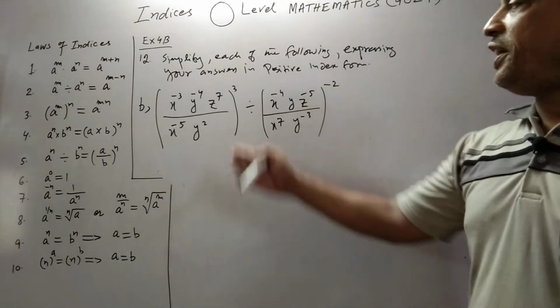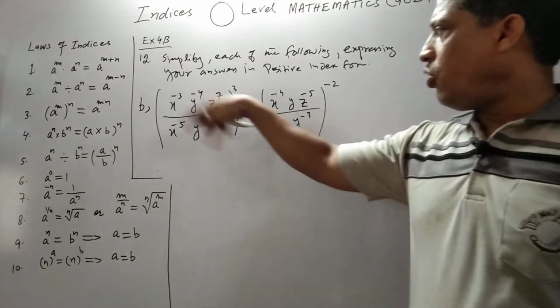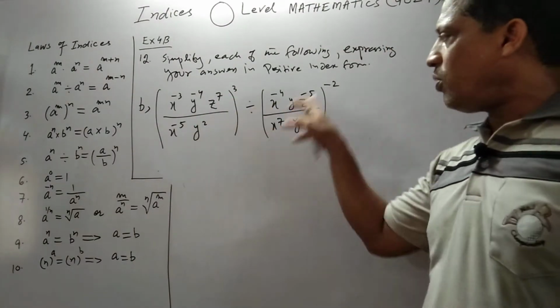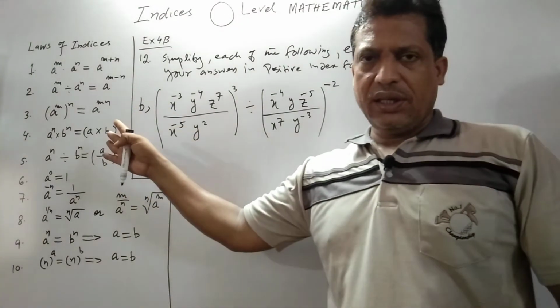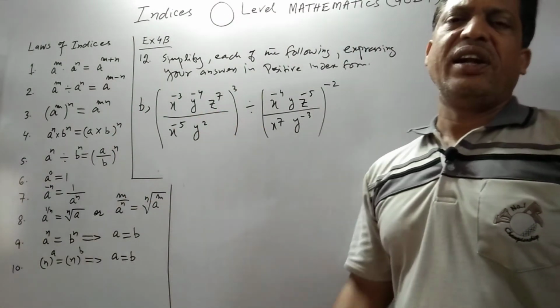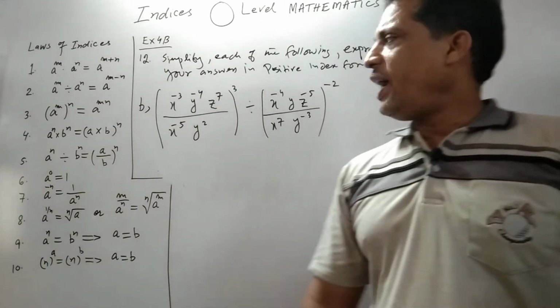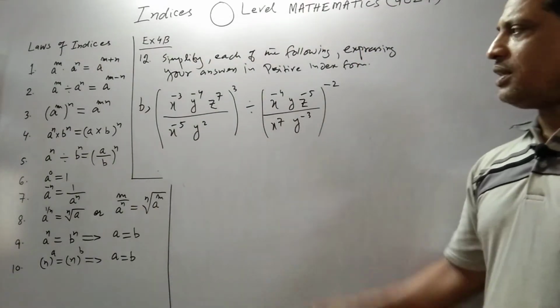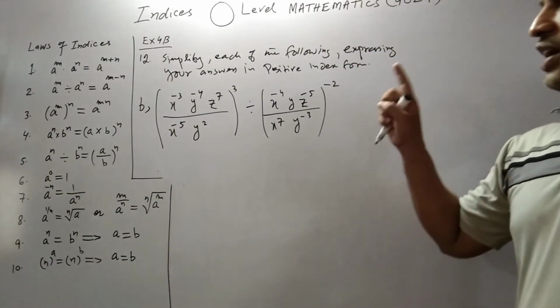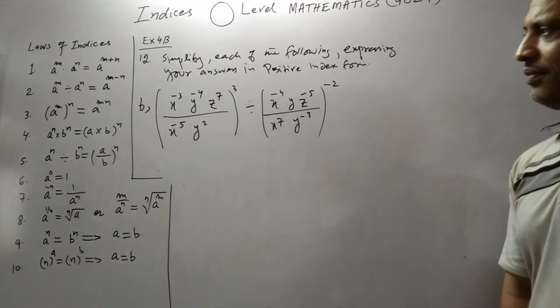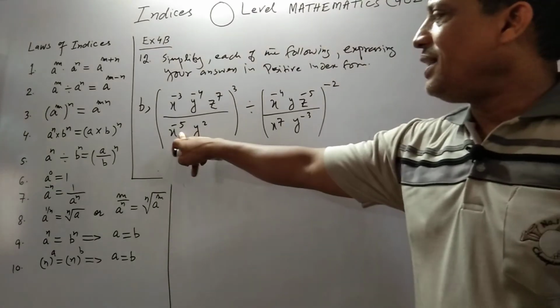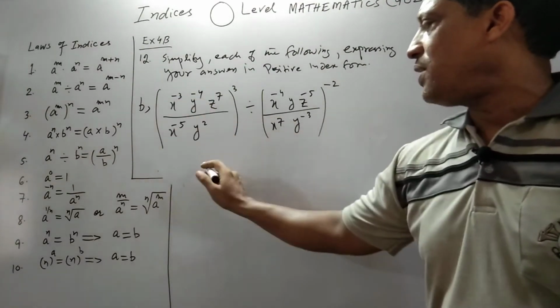Again, looks very difficult. This whole bracket, this divide sign, this whole bracket. But apply laws of indices. This question, definitely in 3 to 4 steps, will become very easy. The same strategy which we applied in part A, we will apply in part B. Which strategy?